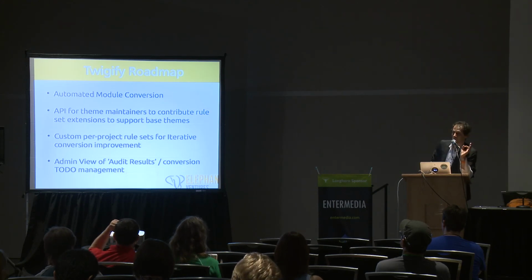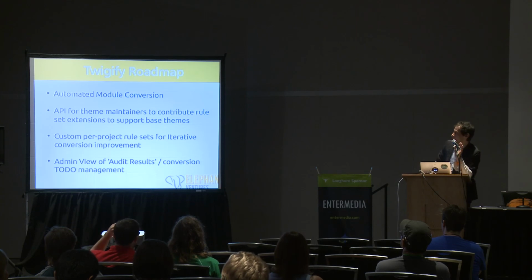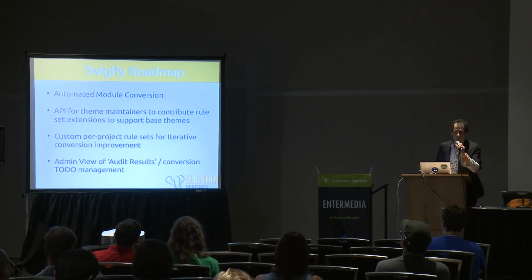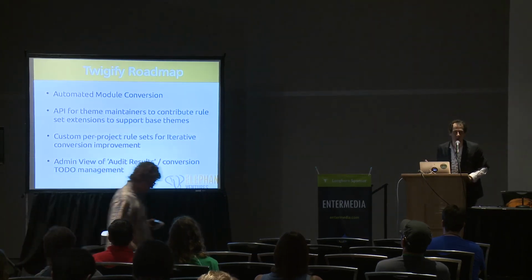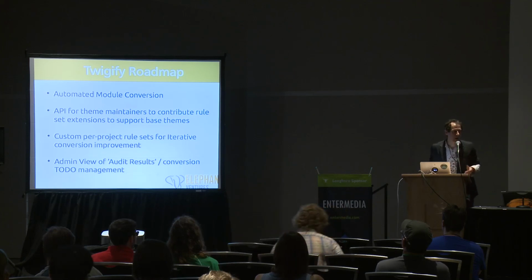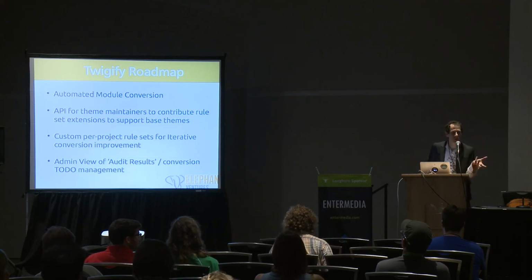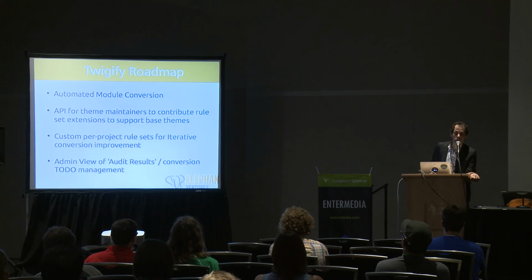An API for theme maintainers to contribute rule set extensions to support base themes. Because remember, as I said, when we get to things that Twigify doesn't recognize, you've gone off the rails, and whether it's extreme Bobby Tables theming or you've just got some customizations in there, those are going to create additional points of friction. And so we want to provide an API that you can provide with your theme, an exception rule set that Twigify then processes, and it iterates over that.